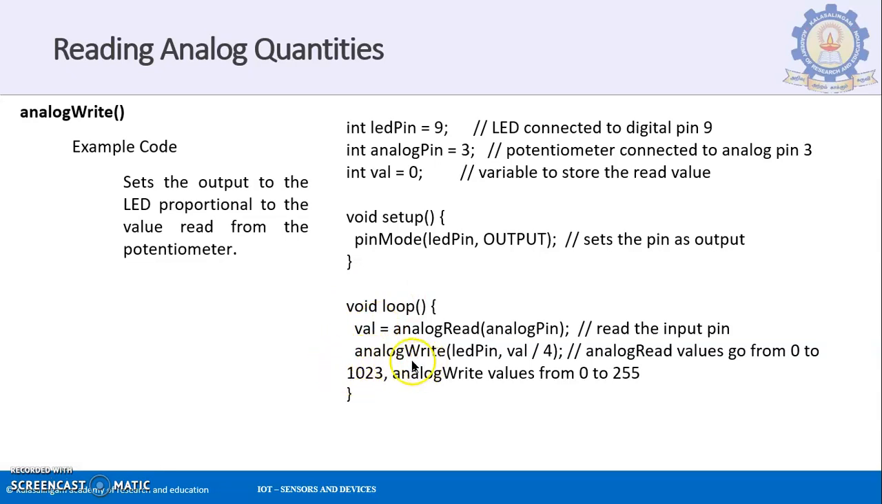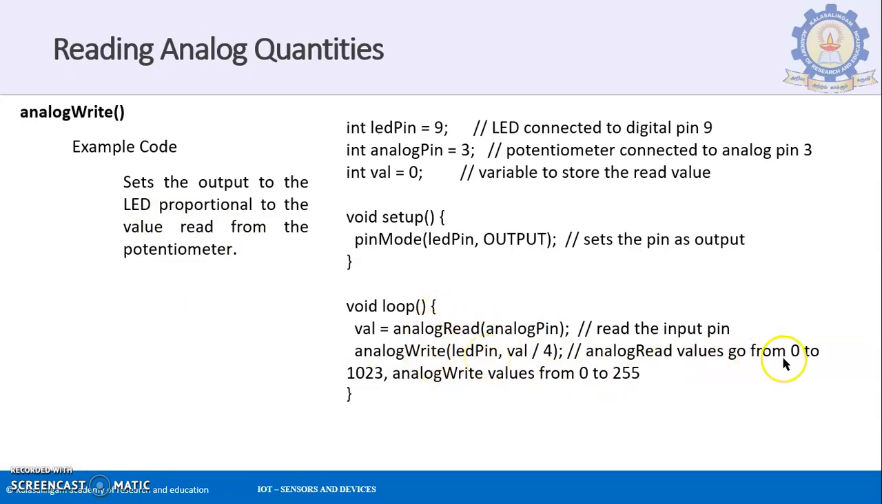And what is happening next? I have analogWrite. Please remember, it is not digitalWrite, it is analogWrite, because it is a value that is going to change from 0 to 255, or from 0 to 1023. This value depends on the potentiometer value. I'm not putting exactly the same value on the LED pin; I'm dividing it by 4 and putting that on the LED pin as my brightness value.